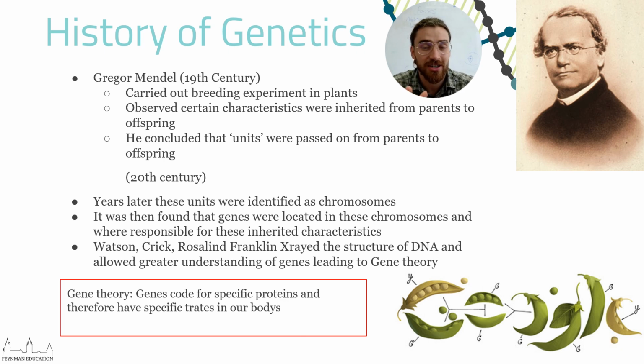But then as technology advanced, we were able to see these things called chromosomes and these little packages of genes. We then had Watson, Crick and Rosalind Franklin, who discovered the structure of DNA, and then we figured out gene theory, and that was that genes are going to encode for proteins, and therefore they're going to have specific traits through these genes in the living organism.